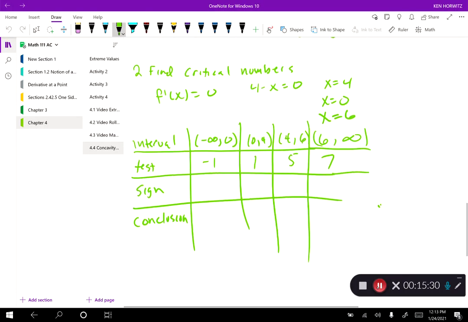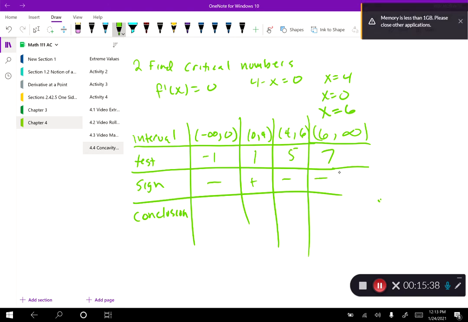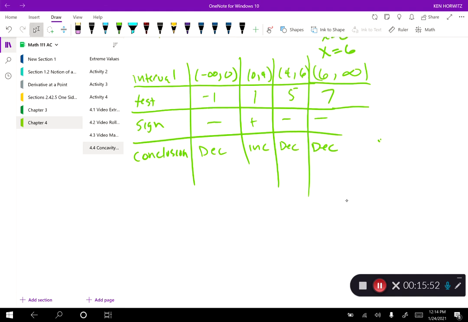All right, so hopefully you ran these numbers through your first derivative. I got negative, positive, negative, negative. So that means that this is decreasing, increasing, decreasing, decreasing. So if I'm going from decreasing to increasing, I can conclude that 0 is a local min for my function. And if I'm going from increasing to decreasing, I can conclude that 4 is a local maximum.